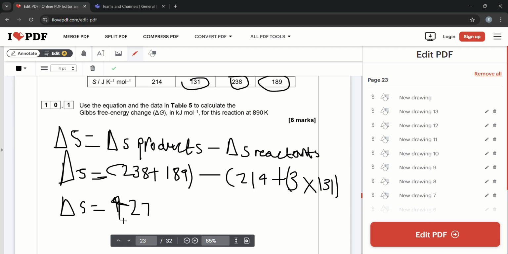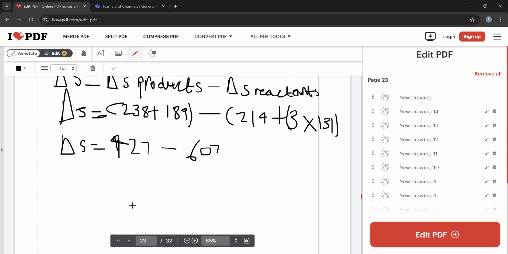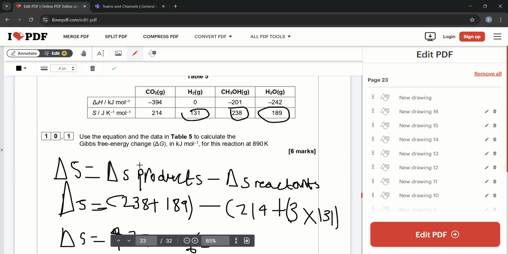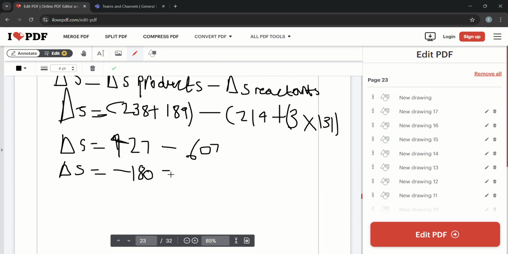427 minus, well, 3 times by 131 is 393. 214 plus 393, the answer is minus 607. Therefore we get entropy change 427 minus 607, minus 180. Minus 180 joules K to power minus 1 mole to power minus 1. So now we've got the entropy change.